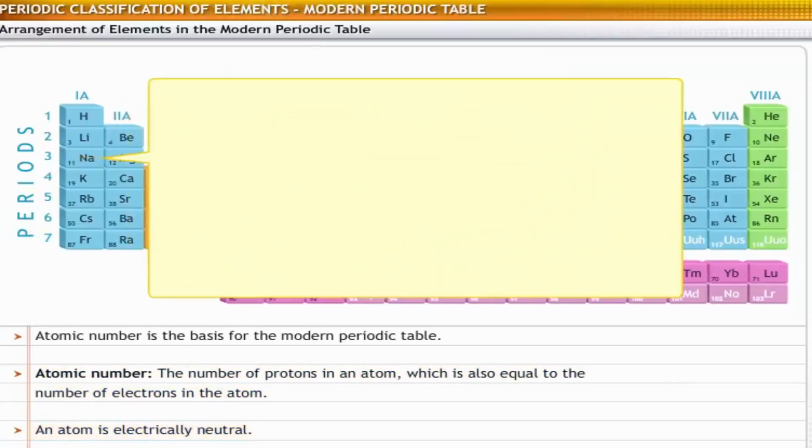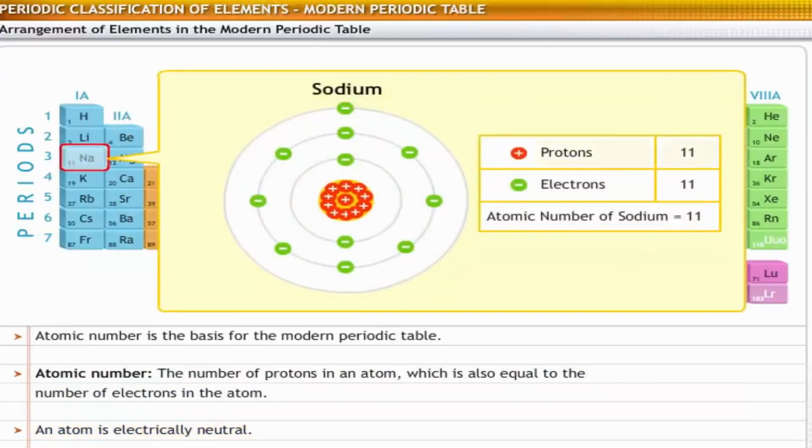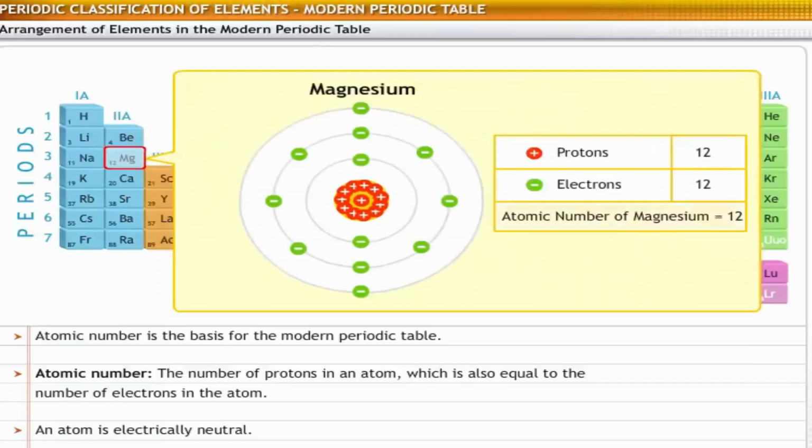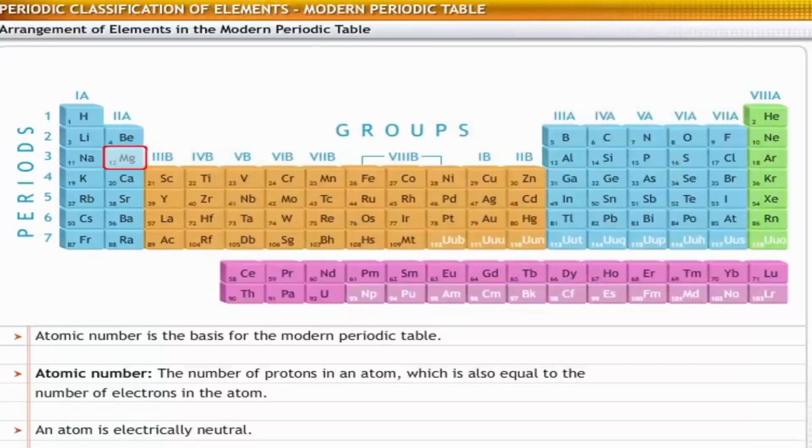For example, the sodium atom contains 11 protons and 11 electrons. Therefore, the atomic number of sodium is 11. Similarly, the atomic number of magnesium is 12. Since the atomic number of magnesium is higher than that of sodium, magnesium is placed after sodium in the modern periodic table.